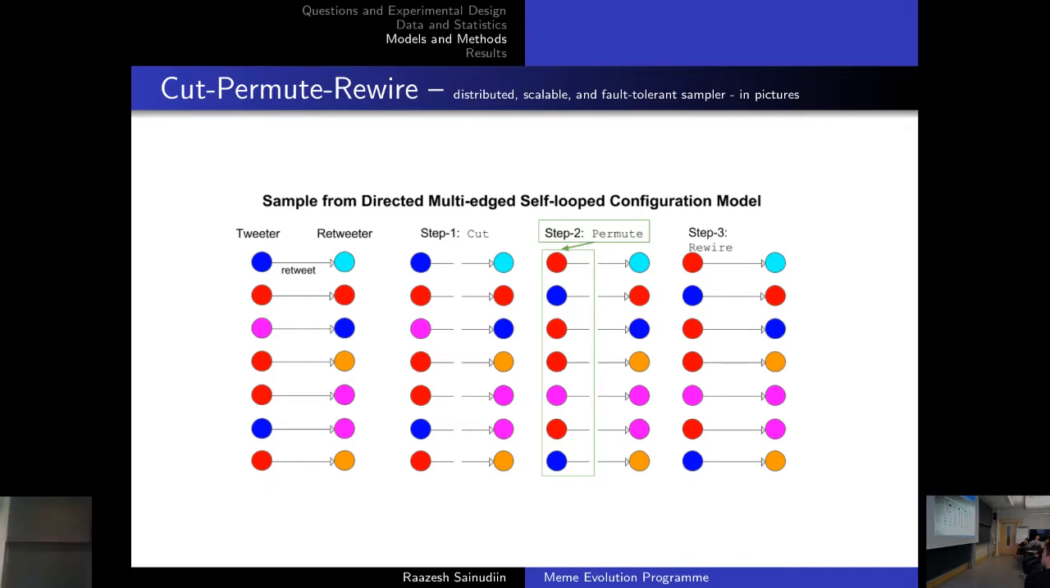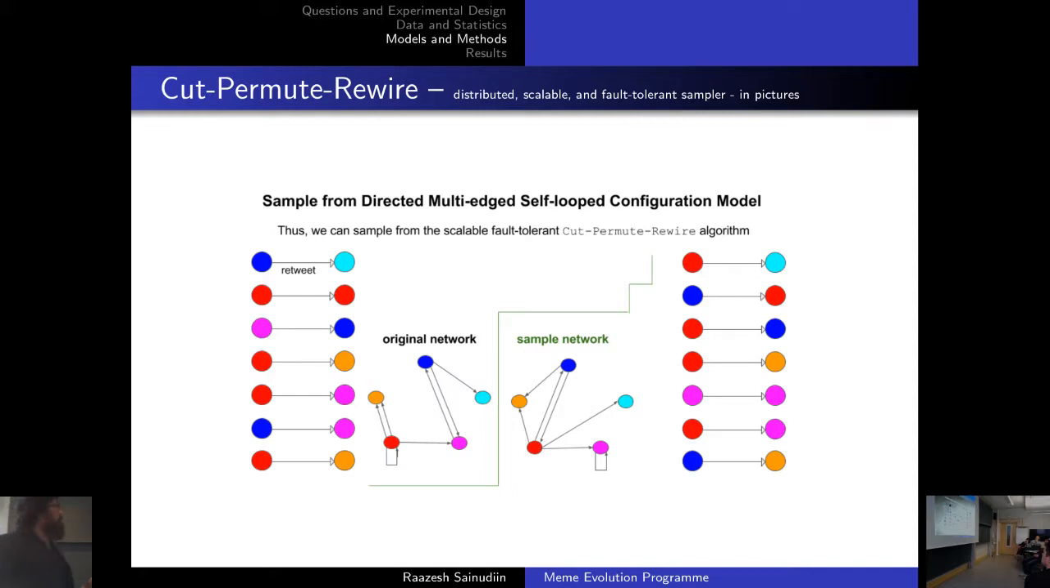Then I rewire; I just connect these things, and now I have a realization. The beauty is that after these 3 steps, the in and out degrees are preserved for every node, by construction. This was the original network, and this is our sample network, and you see the in and out degrees are preserved. Is that clear? This produces independent samples from the configuration model, which is our apathetic network model.